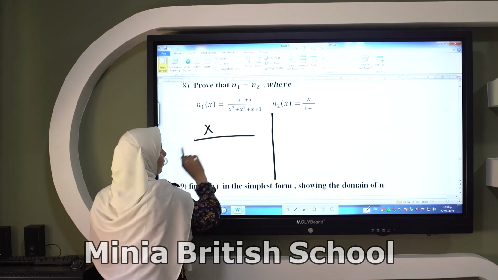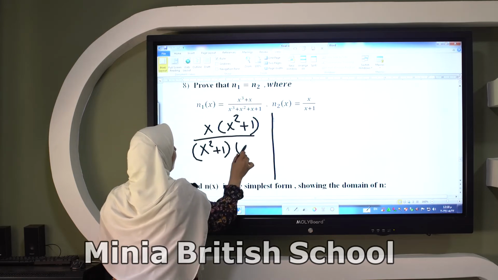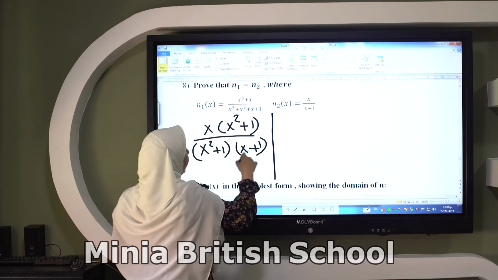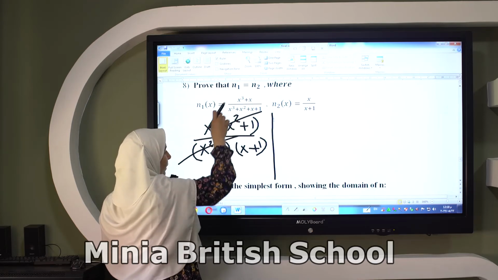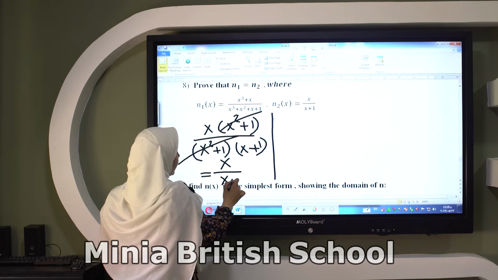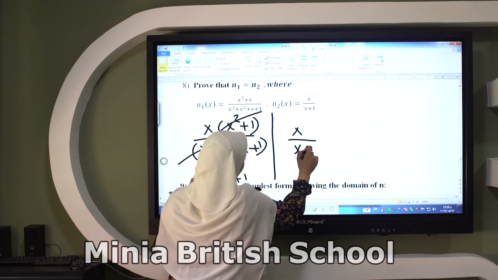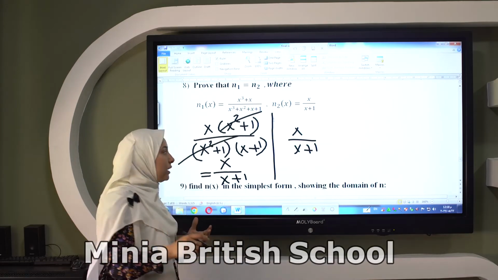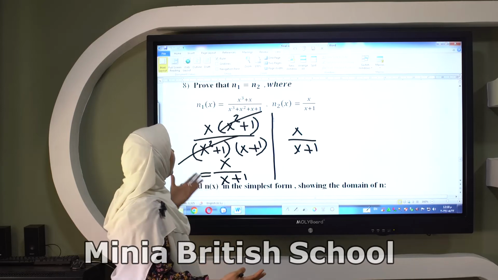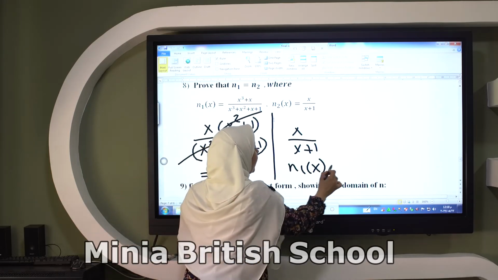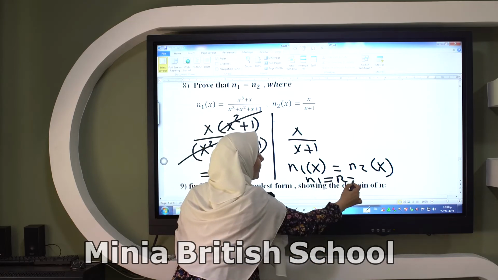Here, x(x^2 + 1) in the numerator, and (x^2 + 1)(x + 1) in the denominator, and you can simplify by cancelling x^2 + 1 up and down, we get x over x + 1. Okay, the same value as the second function. Then here, since the domains are equal and also N1(x) equals N2(x), then N1 equals N2.